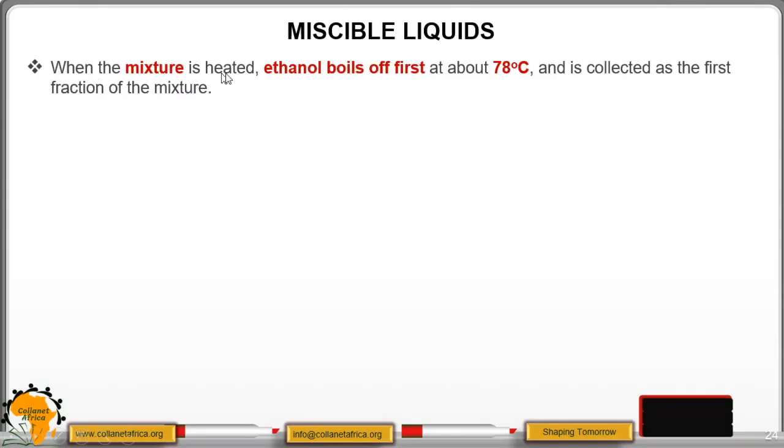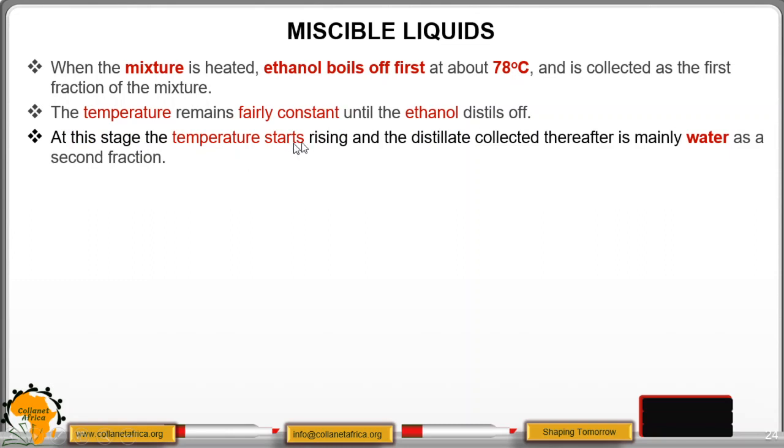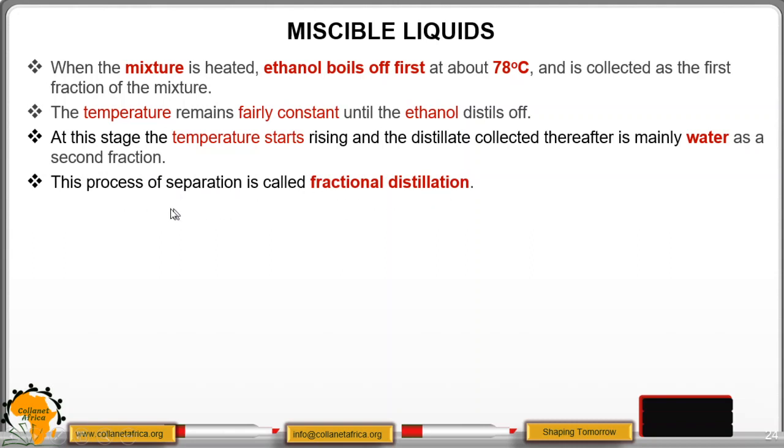When a mixture is heated, ethanol boils off fast at 78 degrees Celsius and is collected as the first fraction of the mixture because it boils fast. The temperature remains fairly constant until the ethanol distills off. At this stage, the temperature starts rising and the distillate collected thereafter is mainly water as the second fraction. This process of separation is called fractional distillation.